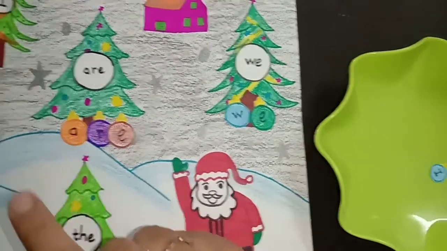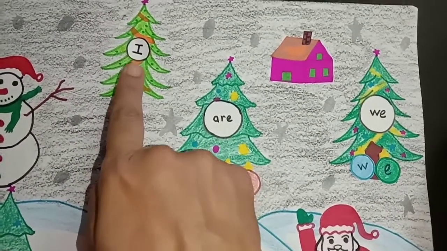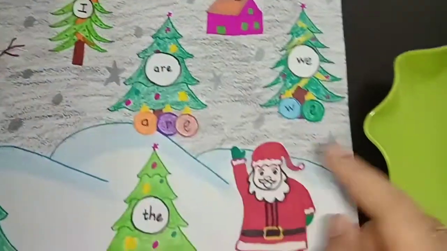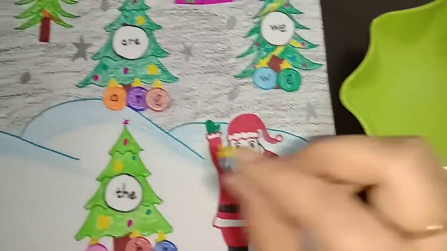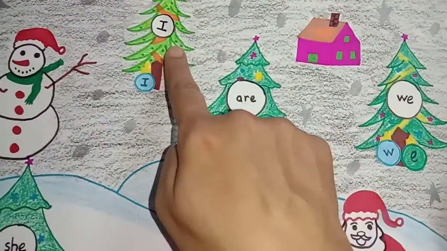Now only one tree is remaining. And which sight word is written? I. And we will take this alphabet I and keep it over here. I.